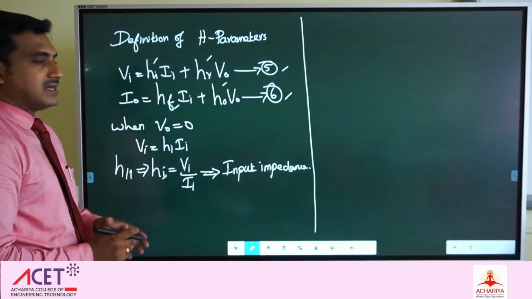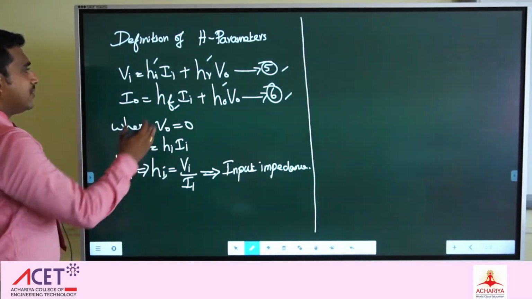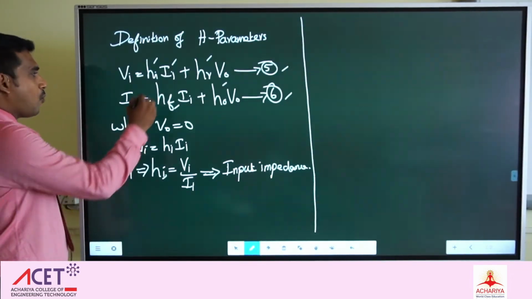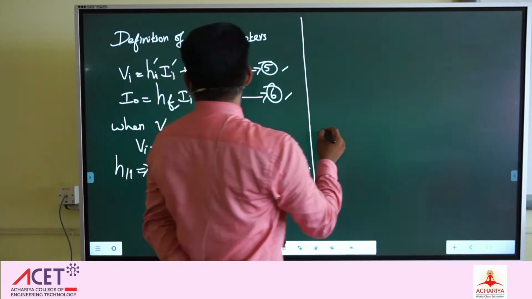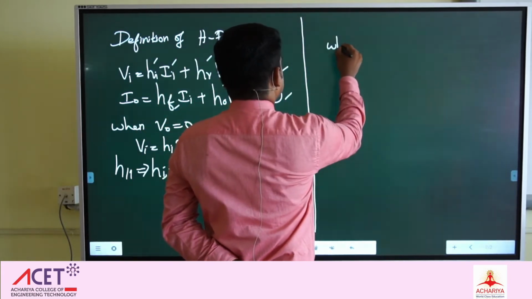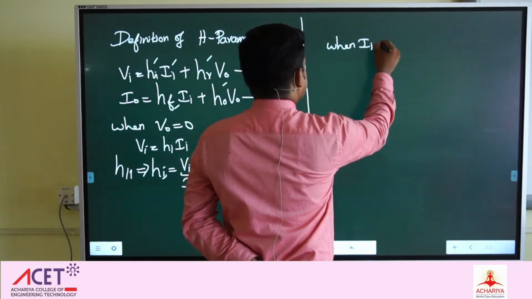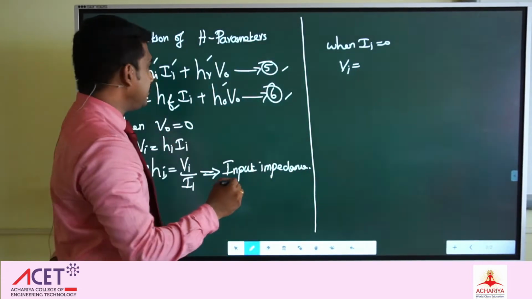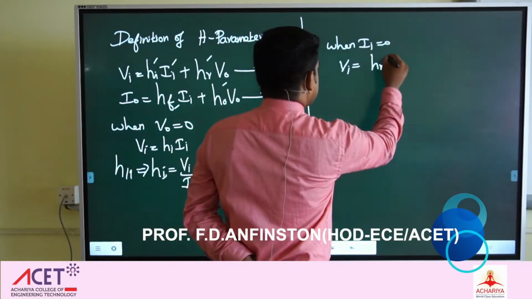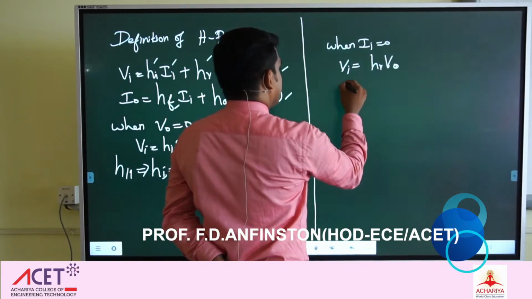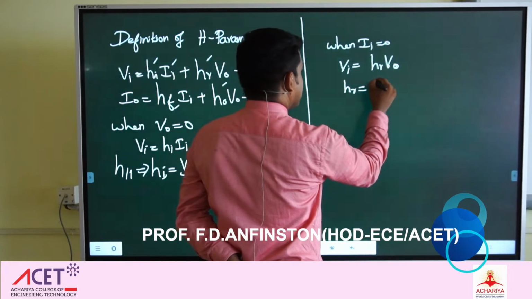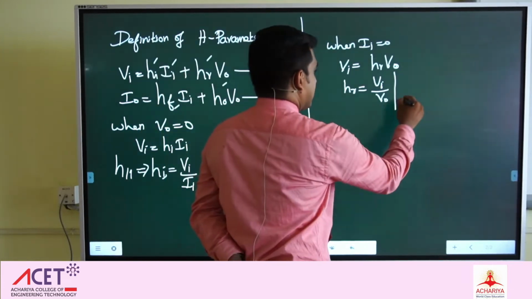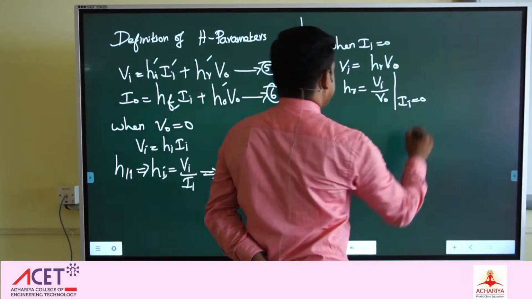Then coming to the second parameter Hr. To find Hr, let us consider Ii is equal to 0. To make Ii equal to 0, just open the input circuit. By opening the input circuit, when Ii is equal to 0, the equation becomes Vi is equal to Hr into V0. From this equation we can find Hr is equal to Vi divided by V0, with the input circuit open, Ii equal to 0.